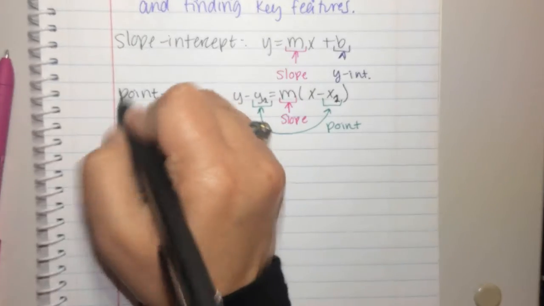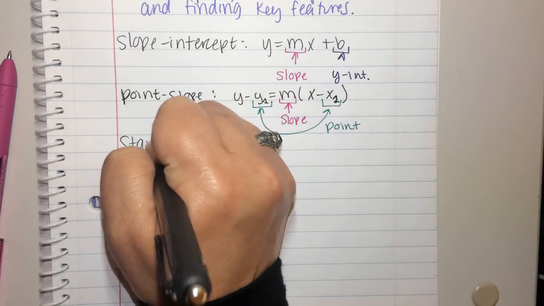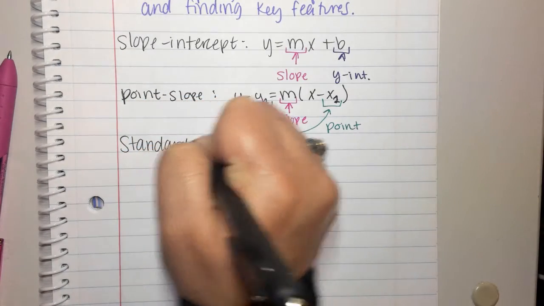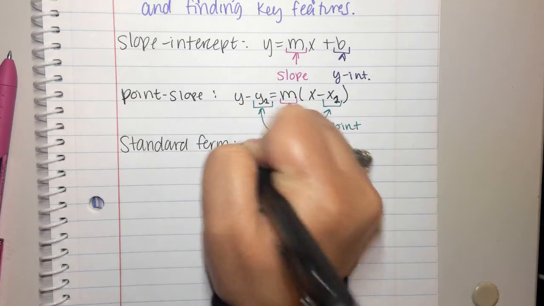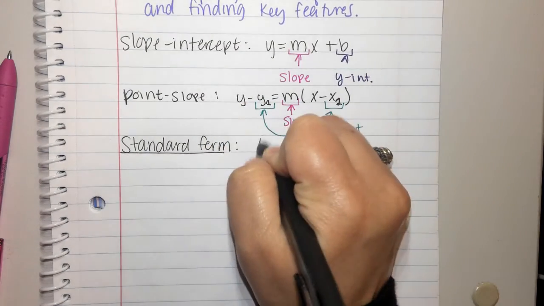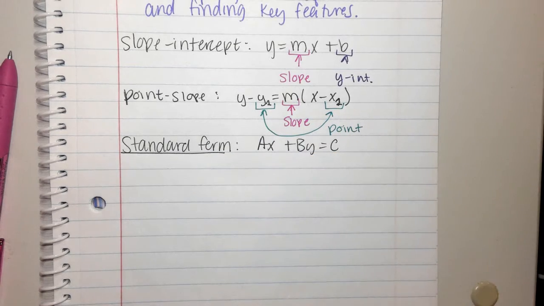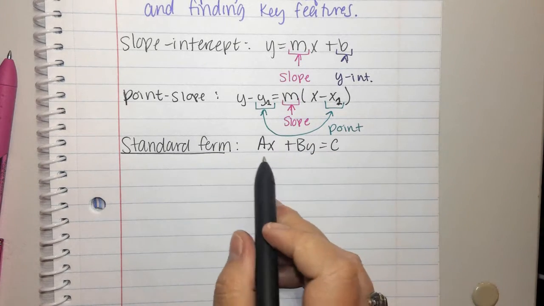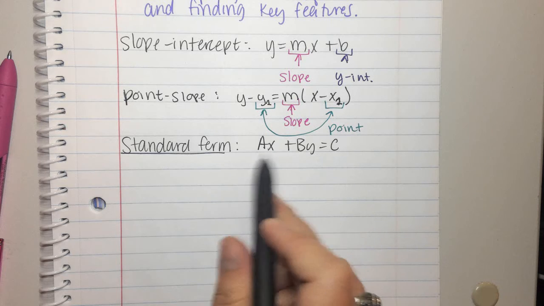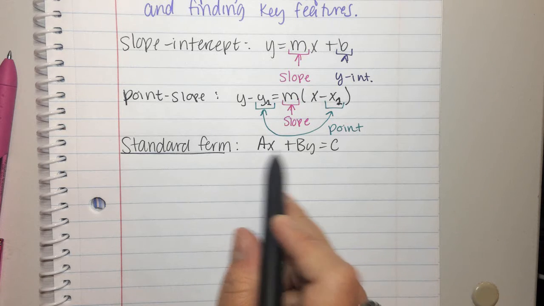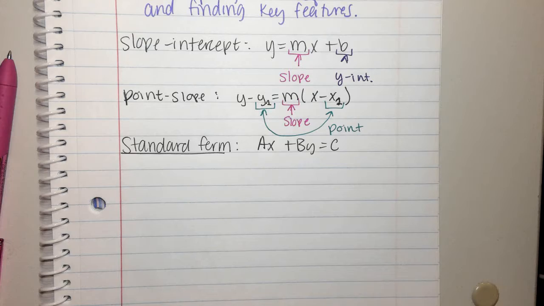And then last but not least, standard form. I am going to focus on standard form more tomorrow. And that is ax plus by equals c. And we don't really have an m here or a b. It's just we have numbers. But like I said, that's going to be more of a focus for tomorrow.